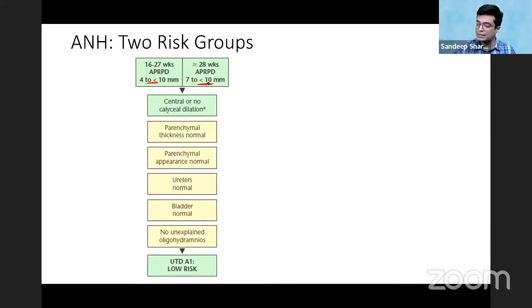What does it mean? It means that in these two categories, if the patient is having central or no calyceal dilatation, right? Either there is central calyceal dilatation or no calyceal dilatation and nothing else abnormal is present. The parenchymal thickness is normal. All these yellow boxes are basically showing you that they are normal. So parenchymal thickness is normal. Parenchymal appearance is normal. Ureter is normal. Bladder is normal. And there is no oligohydramnios. Only calyceal dilatation is present, either central or absent. Just these two values should be there. They should be abnormal. We will say it is a low risk patient. So they are categorized as UTD-A1 category. UTD-A1 is low risk patient.